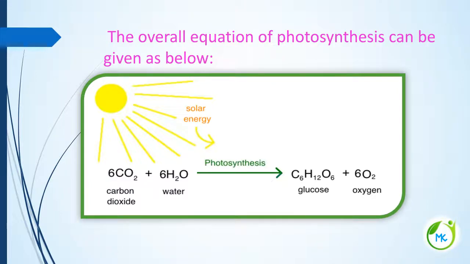Now let's see the overall equation of photosynthesis. So 6 molecules of carbon dioxide reacts with 6 molecules of water in the presence of sunlight and the green pigment called chlorophyll to give the glucose and oxygen. So the formula for glucose is C6H12O6.